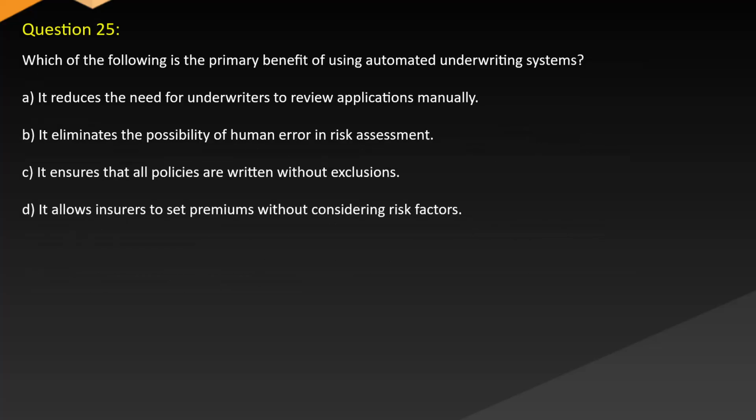Question 25. Which of the following is the primary benefit of using automated underwriting systems? A. It reduces the need for underwriters to review applications manually. B. It eliminates the possibility of human error in risk assessment. C. It ensures that all policies are written without exclusions. D. It allows insurers to set premiums without considering risk factors.